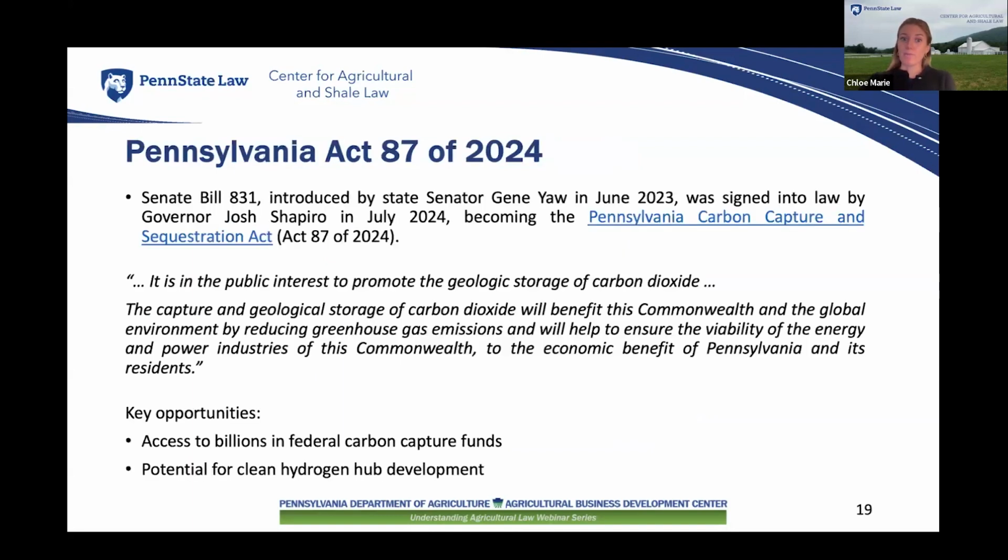Now, on July 17, 2024, Pennsylvania passed the Carbon Capture and Sequestration Act, a bill introduced by State Senator Gene Yaw. Senator Yaw called the legislation a significant step forward in reducing emissions without compromising the state's energy grid. Senator Yaw also highlighted that the law opens up opportunity for Pennsylvania to tap into billions of dollars in federal carbon capture funds, which could bring long-term investment and economic growth to the state.